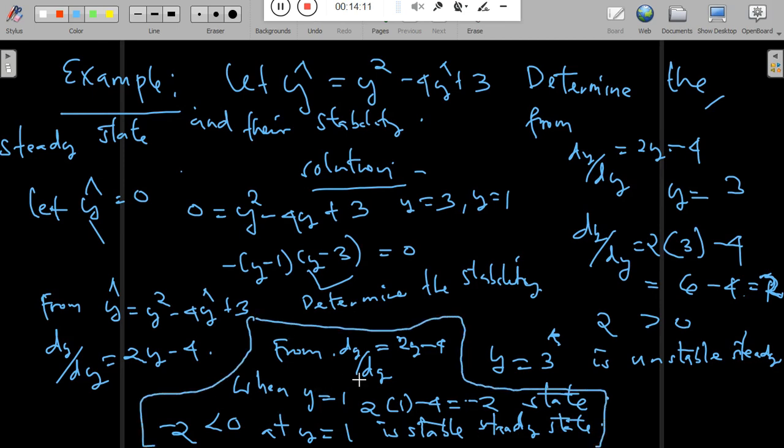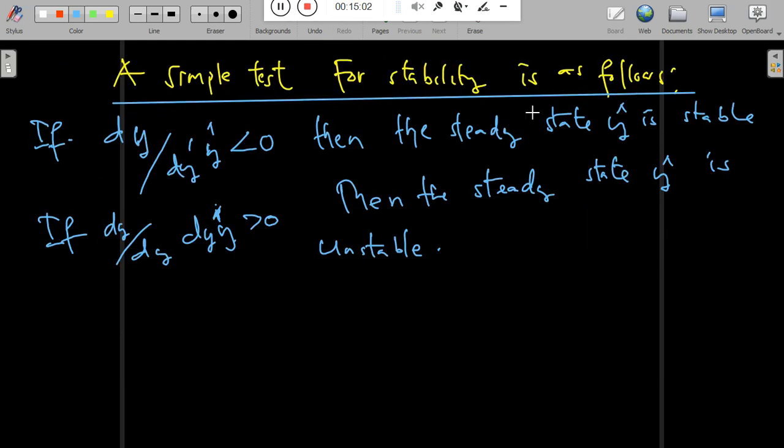As you can observe, the steady state values of this particular function are y equal to 3 and y equal to 1. So these are the conditions for a simple test for stability.